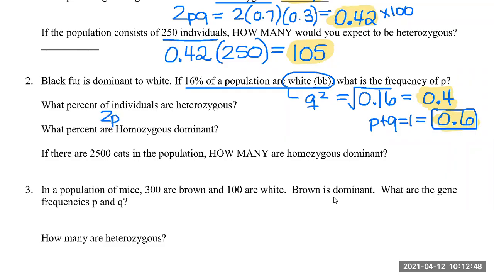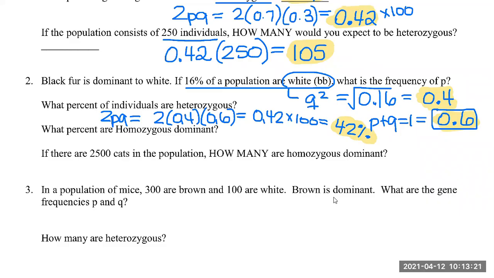So again, 2PQ. So we have P and Q, so 2 times 0.4 times 0.6, which is going to give me 0.48. And again, they're asking for a percent. So we multiply by 100, and this would give us 48%. Remember, frequency or proportion or fraction, those are going to be decimal numbers between 0 and 1. If they ask percentage, you're going to multiply those times 100 to turn a decimal into a percent.